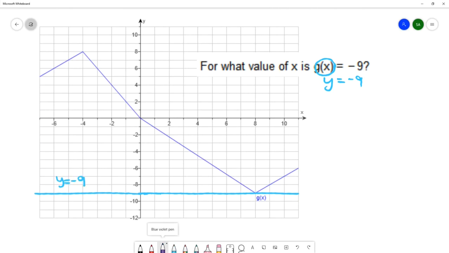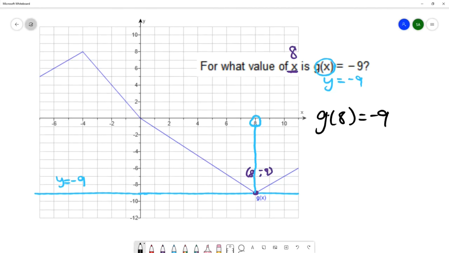And I notice that right here we have a point where that ordered pair would have a y value of negative 9. So we want to know what that x coordinate is, and we can go up to our x scale and notice that that is 8. So for what value of x, that is 8, is g of x equal to negative 9? So g of 8 is negative 9.